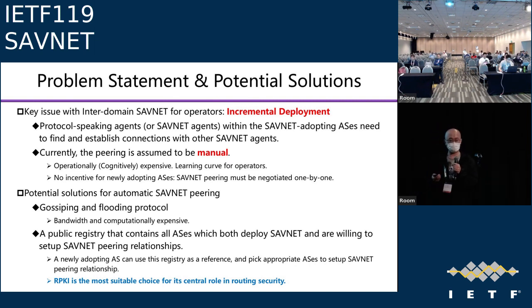There are two potential solutions for automatically establishing subnet peering. The first one is gossiping and flooding protocols, and we all know that it will be bandwidth and computationally expensive. Our proposal here is a public registry that contains all the ASs which both deploy subnet and are willing to set up subnet peering relationships, so that a newly adopting AS can use this registry as a reference and pick appropriate ASs to set up subnet peering. We believe that RPKI may be the most suitable choice for this registry because it's already playing a central role in routing security, and source address validation is a key part of routing security.